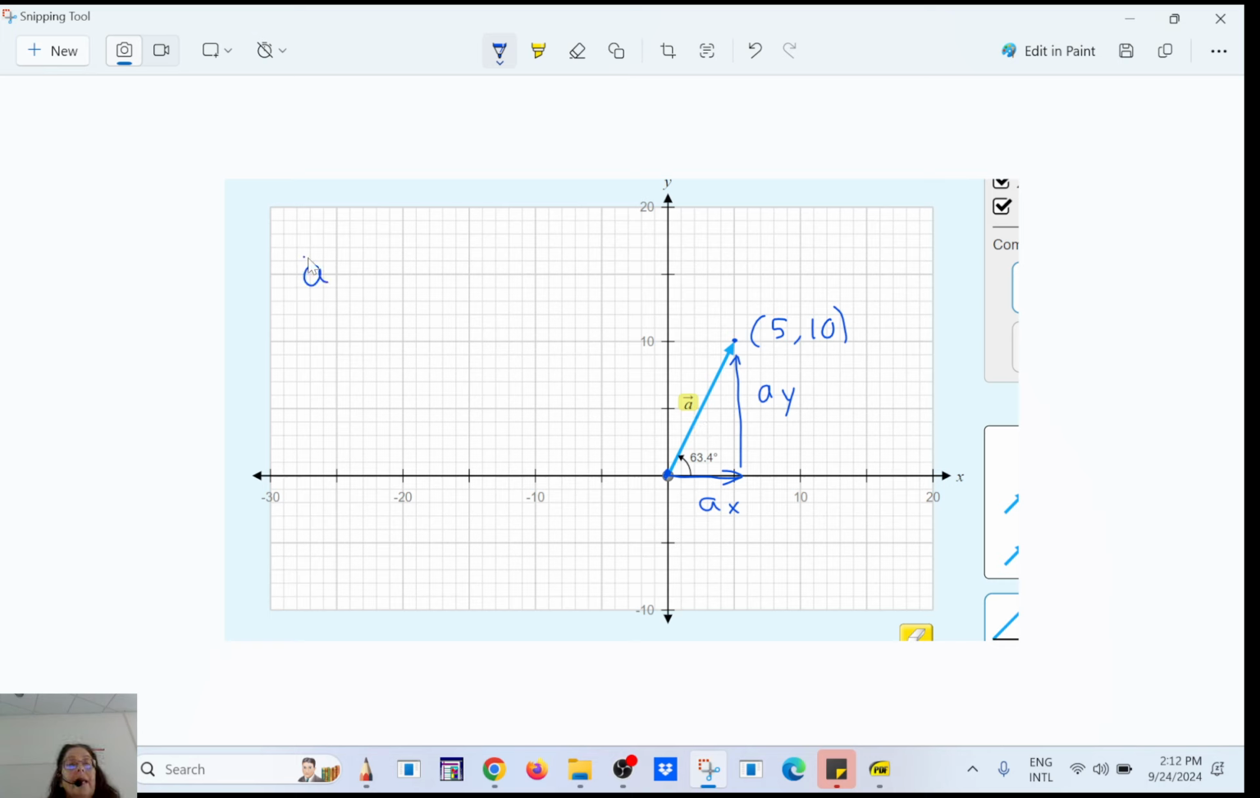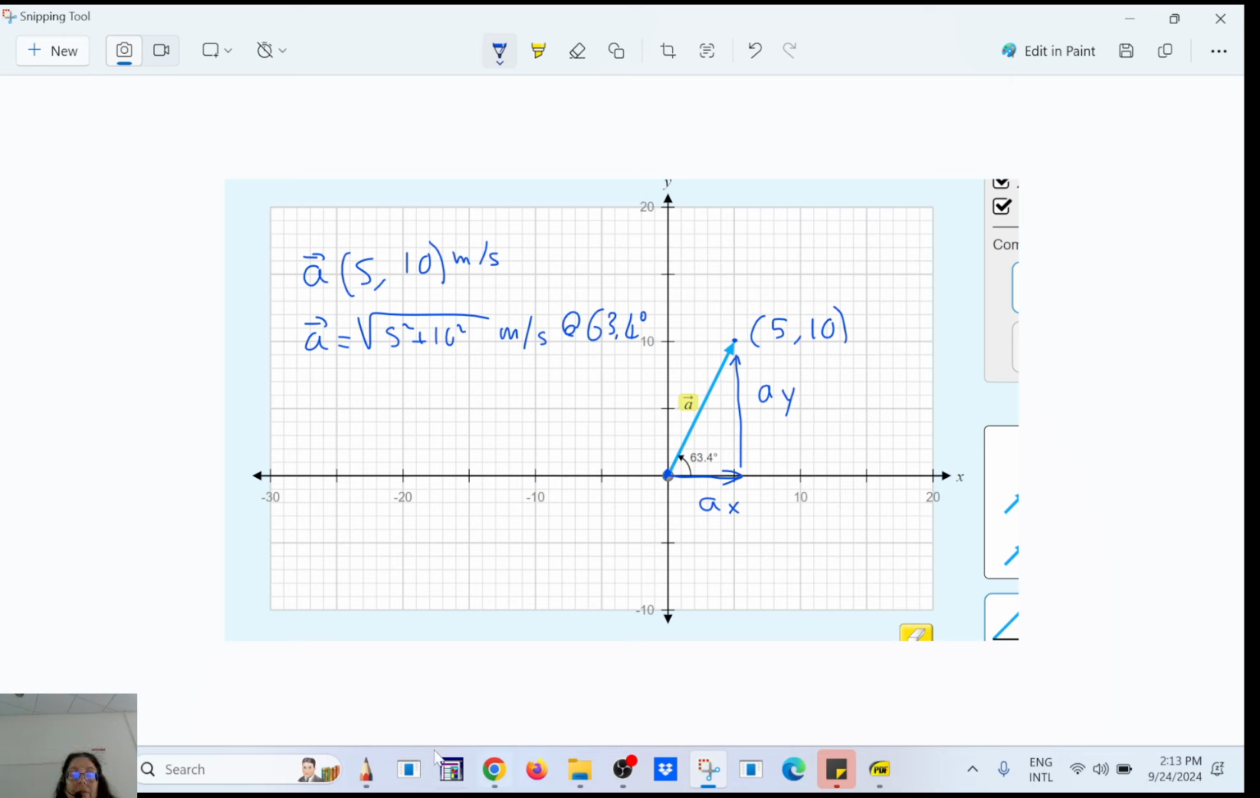So you have two ways to describe this vector. You can say A, its x component is 5, y component is 10, or you can say the magnitude is, you use the Pythagorean theorem, and here you have a unit, maybe it's meters per second, at 63.4 degrees above, counterclockwise from the positive x-axis. Do you agree?